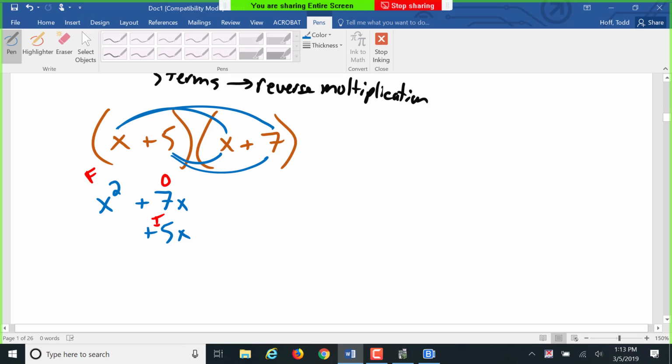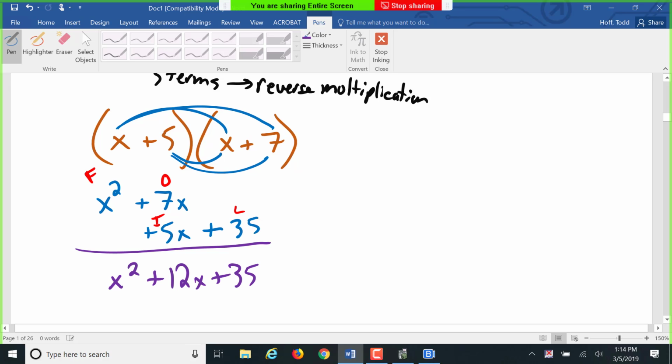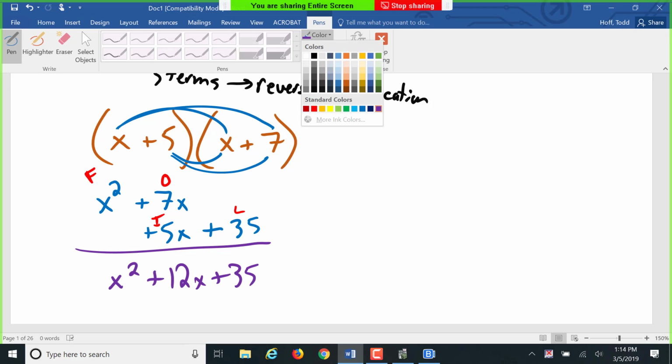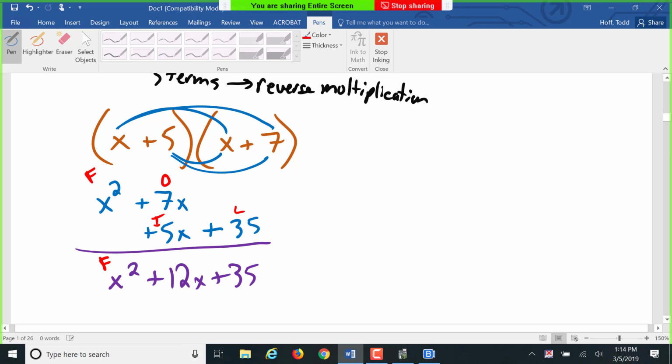Then we did the last. 5 times 7 makes 35. That was the L, or the last digits. So if I add these up, I get x squared plus 12x plus 35. I see that this first digit is found by multiplying the first digits of those 2 binomials. And this last digit is found by multiplying the last digits of those 2 binomials. This middle digit is the combination of the outside product and the inside product of those binomials.